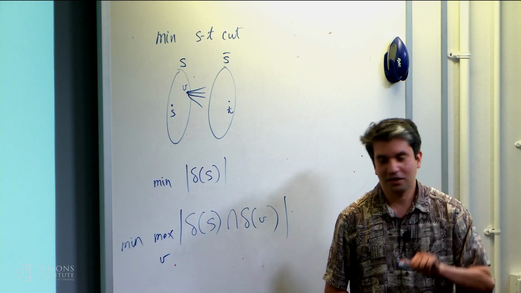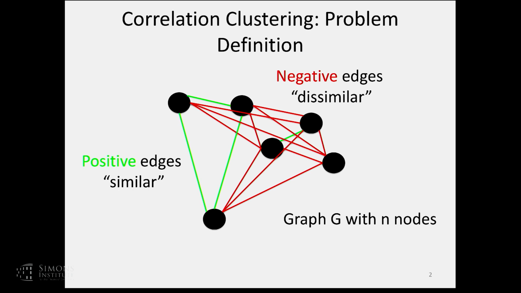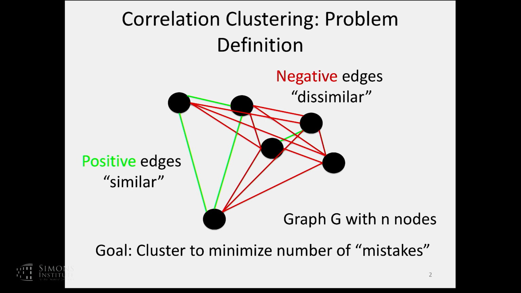Let me tell you how we got to this question. We started thinking about a certain problem called correlation clustering. It's a very simple problem. You have a bunch of vertices and edges. These edges are of two types. You have positive edges, which indicate that the two endpoints are similar, and negative edges that indicate that the two endpoints are dissimilar. So you have a graph with edges annotated with these positive and negative labels. You'd like to cluster the graph so that similar edges end up inside clusters and dissimilar negative edges end up across clusters.